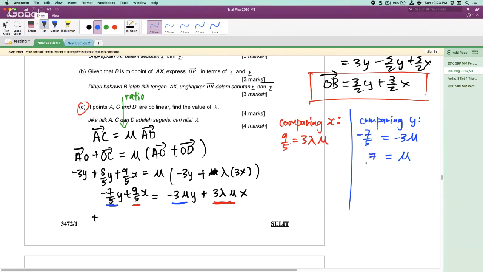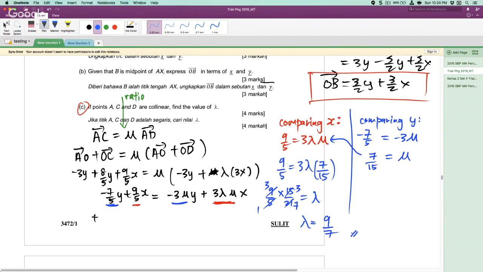So I can get mu is just 7 over 15. Then I will substitute this into this equation to find lambda, because the question asked me to find lambda. So my lambda, this one will be 7 over 15, so I get 21 over 15. I will move to this side, which becomes multiply 15 over 21. Simplifying, divided by 5, I get 3 here, divided by 3, I get 7 here. So it should be 9 over 7 as my final answer.